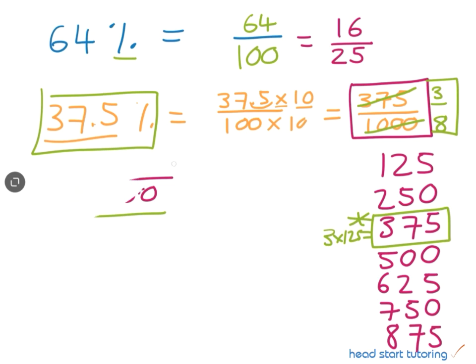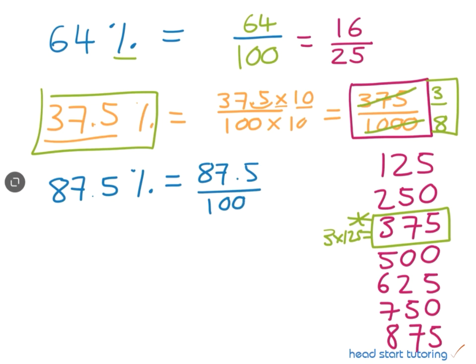Right, let's just rub that out for now, and let's have a look at another example. Let's look at 87.5%. 87.5% is 87.5 over 100. And in the same way as with 37.5%, we need to multiply both our numerator and our denominator by 10. So we end up with 875 over 1000.